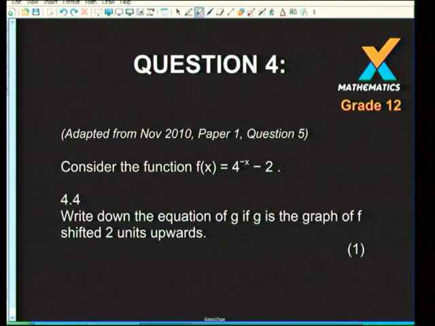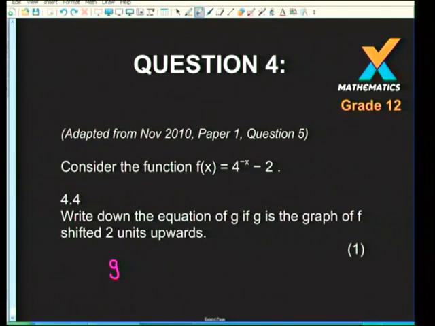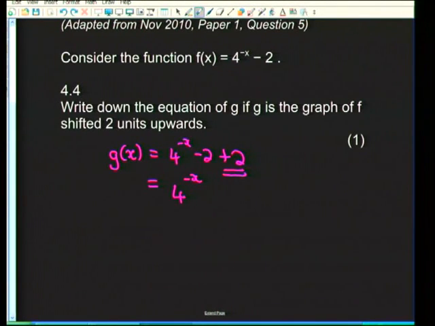Right, the next question says, write down the equation of g, if g is the graph of f shifted 2 units upwards. So if it's moved 2 units upwards, it's moving vertically up 2, which means the q value gains 2. So it's not going to be a problem to do. g of x will be 4 to the minus x minus 2 plus 2, because we're going to shift it up 2. So the equation is going to be 4 to the minus x. All right, nice and straightforward, not really any problem with that.